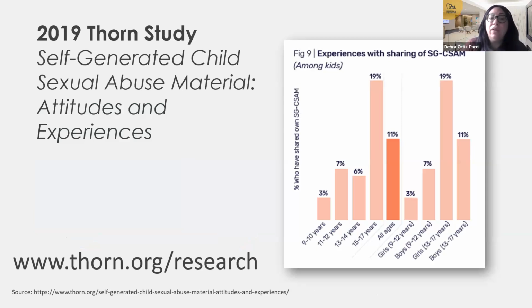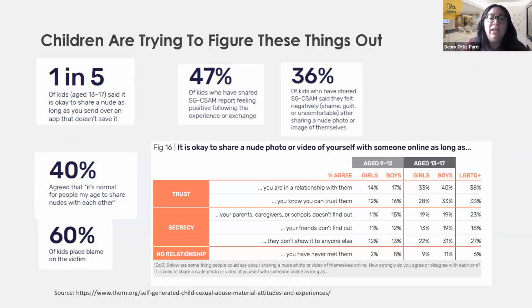So I mentioned Thorn. Thorn has a lot of research on self-generated content and young people's attitudes and experiences around that. And I'm just going to share a few points from some of the research, but if you want to dive into it more, you can go to thorn.org/research to look at their full reports. So they did a study in 2019, and this is kind of a scatter slide of the research that they conducted and some of their findings.